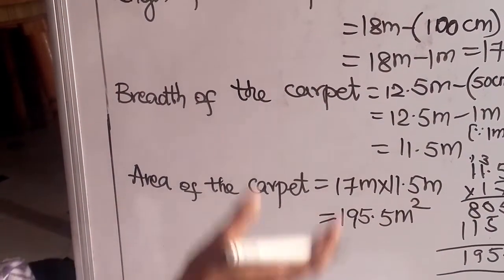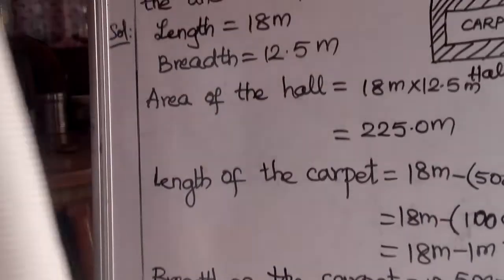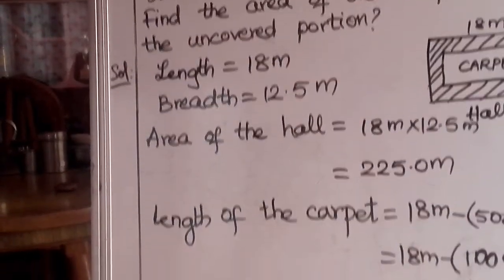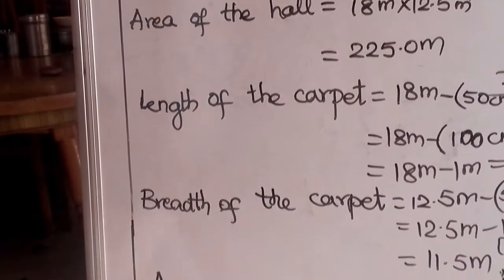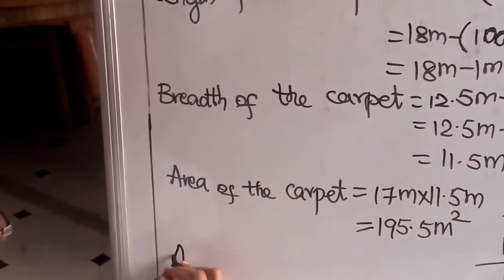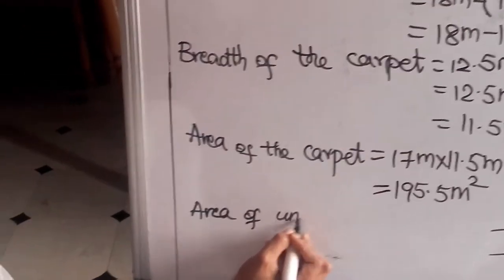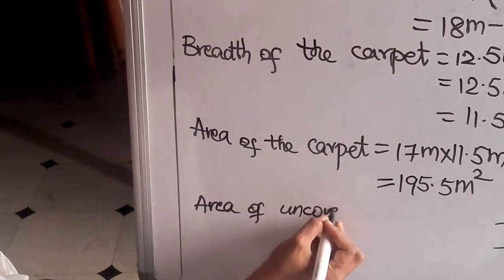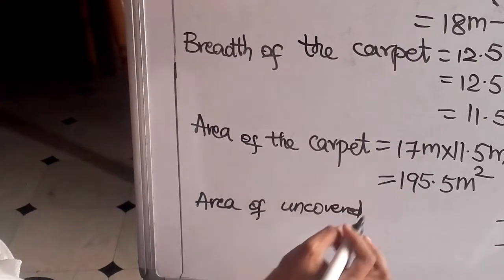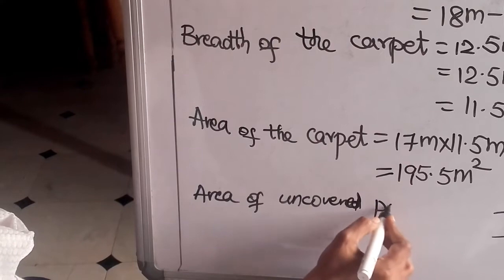Understood this? Now we have to find out the area of uncovered portion. Area of uncovered portion. So let us write area of uncovered portion.